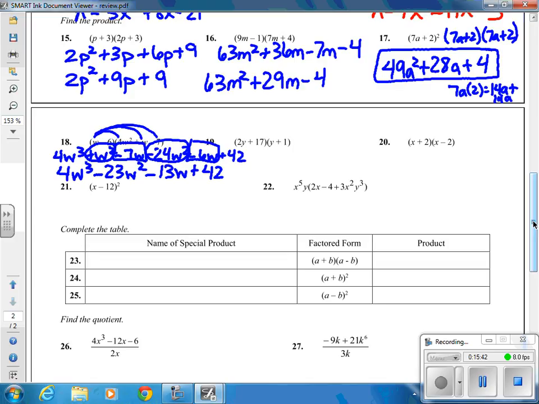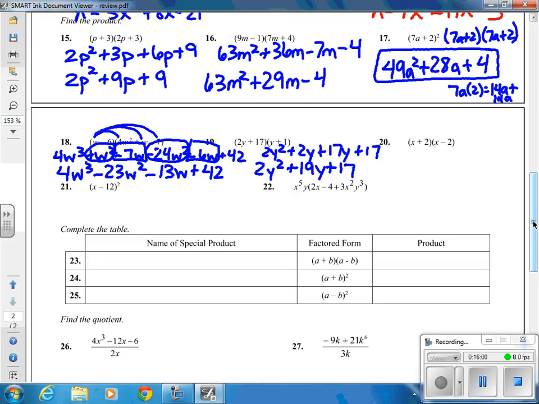Right, for number 19, it's back to another FOIL problem, just basic foiling. So 2y times y is 2y squared, 2y times 1 is 2y, 17 times y is 17y, and 17 times 1 is 17. Combine your middle, so you have 2y squared plus 19y plus 17.